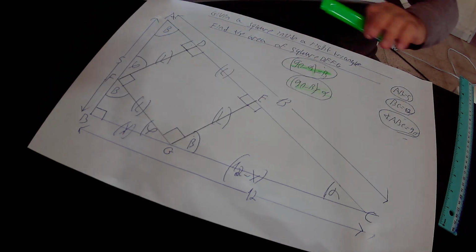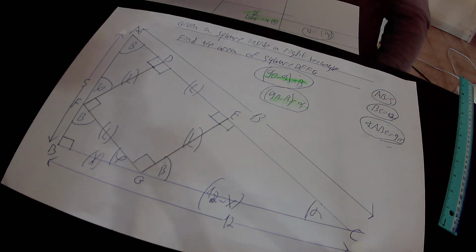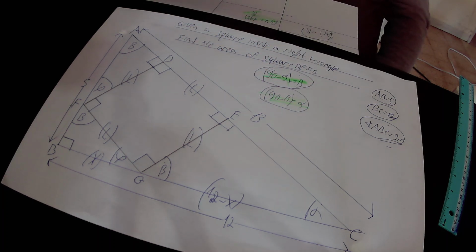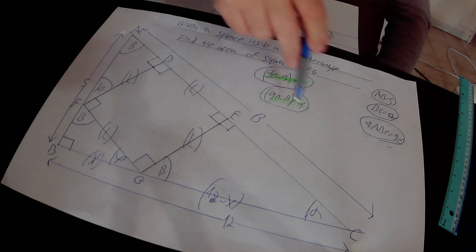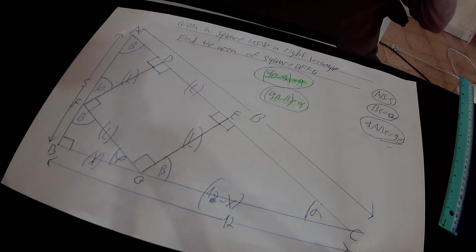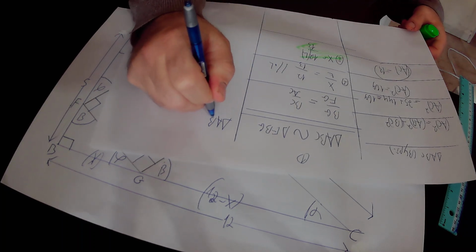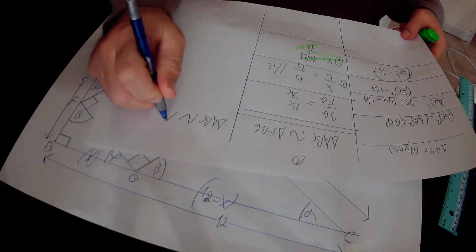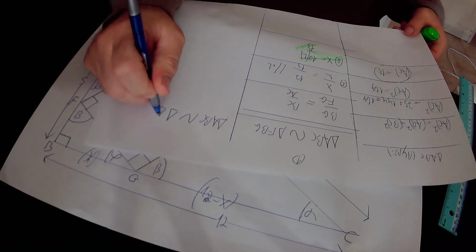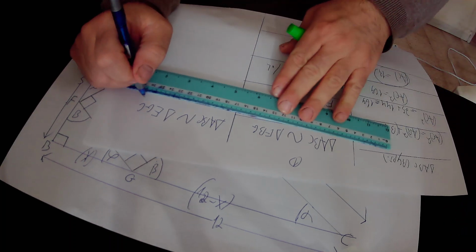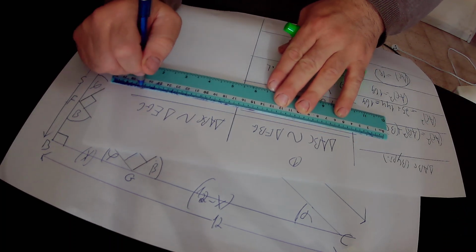Likewise, this small right triangle EGC is similar to the big right triangle, triangle ABC. So write it down: the big right triangle ABC is similar to the small right triangle EGC according to the angle similarity rule.